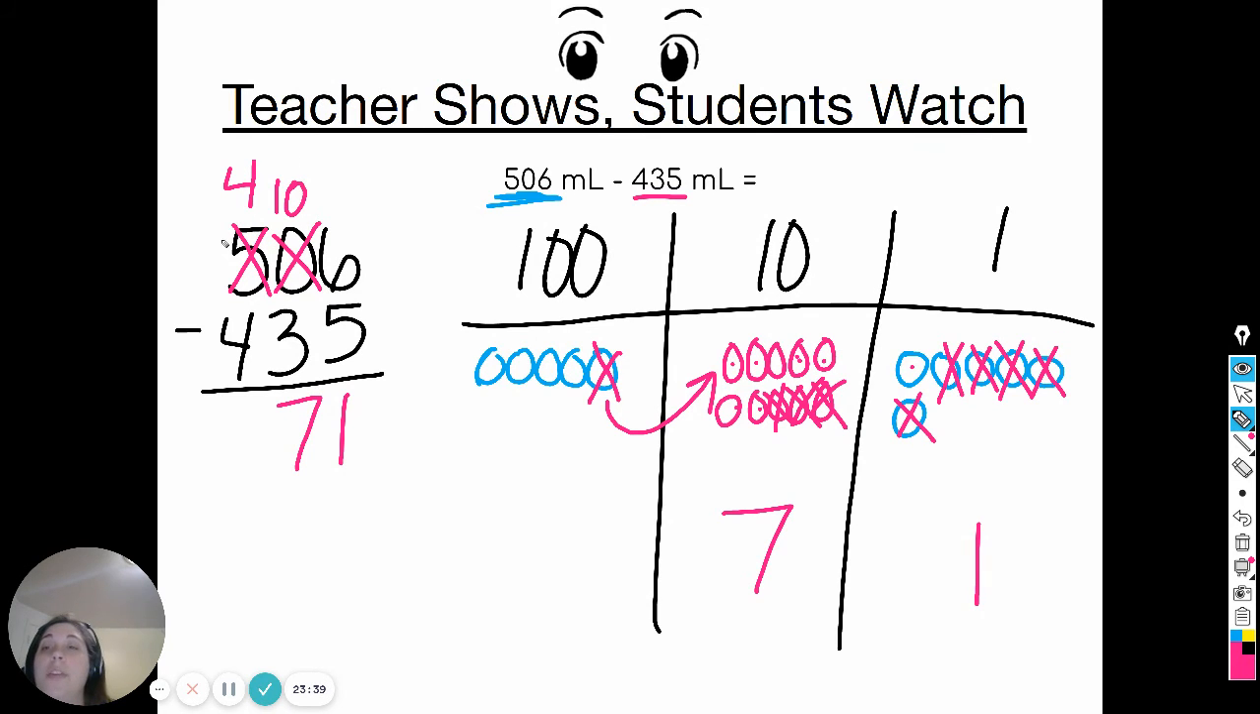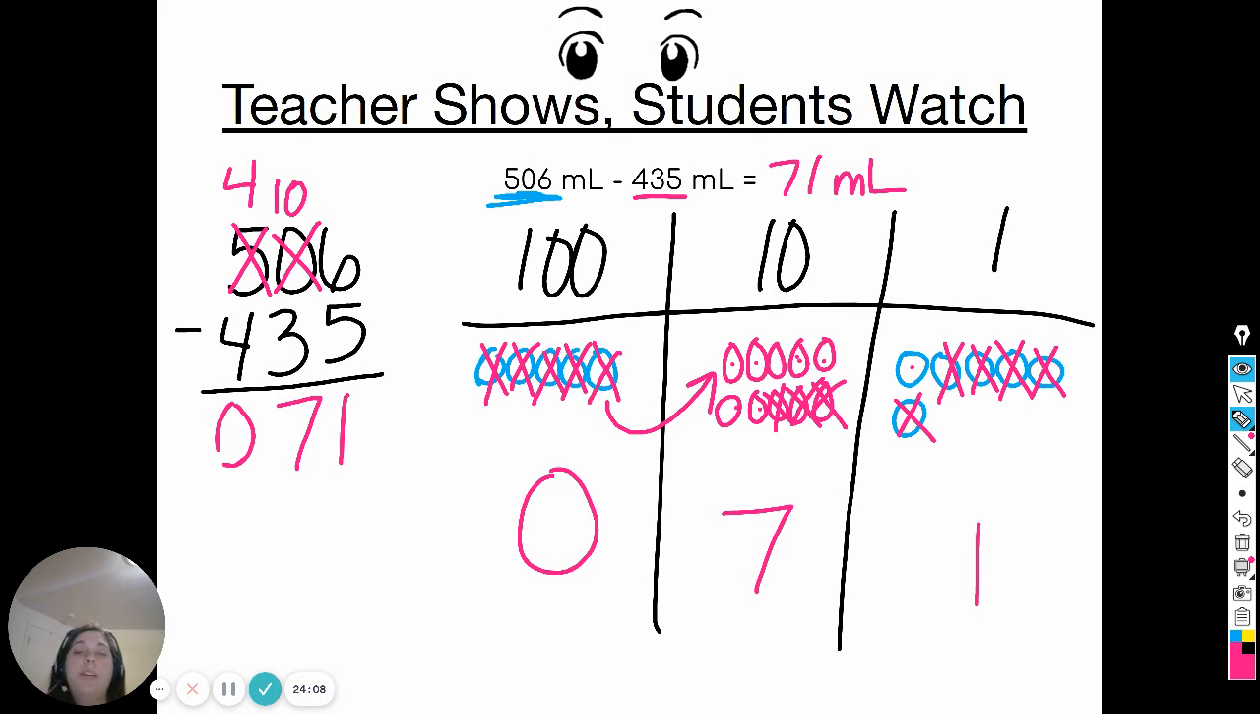Now let's look in the hundreds place. I have 4 and I need to take 4 away. So let's cross out 4. 1, 2, 3, 4. I have 0 hundreds left. And 4 minus 4 is 0. So 506 milliliters minus 435 milliliters equals 71 milliliters.